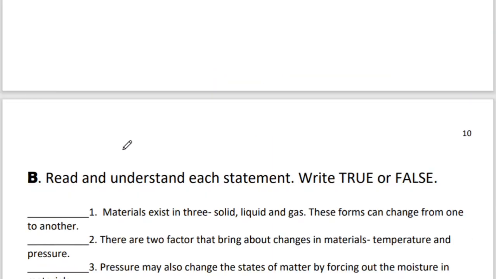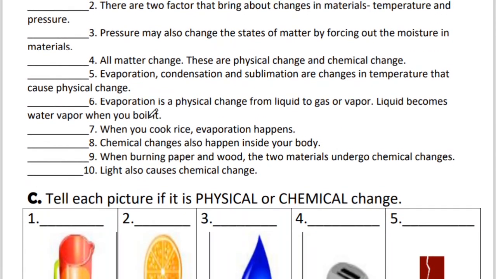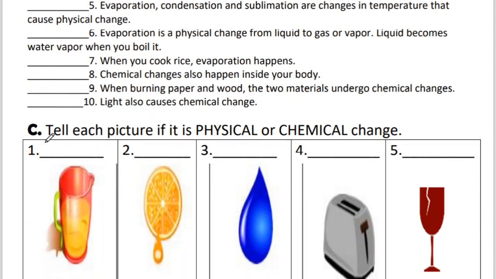Next, activity B. Read and understand each statement. Just write only true or false. You're just going to read each statement, 1 up to 10, understand the given statement, and then write true or false on the space provided. Next, let's proceed to activity C.